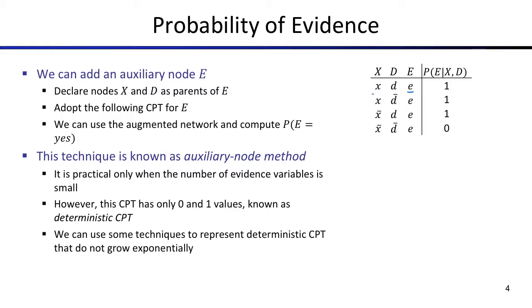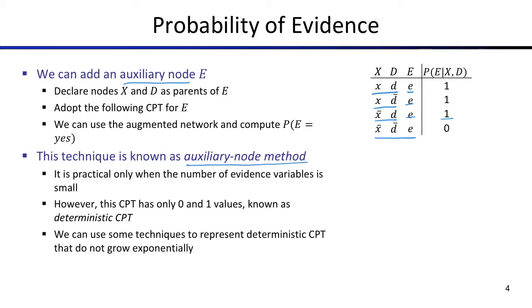So if I have X and D, X true and D true, or X true and D false, or X false and D true, in these three cases we have the conditional probability of E given X and D equal to true, and it will be false only in the case that the two variables are false. So we call this node E an auxiliary node, and we call this technique the auxiliary node method.